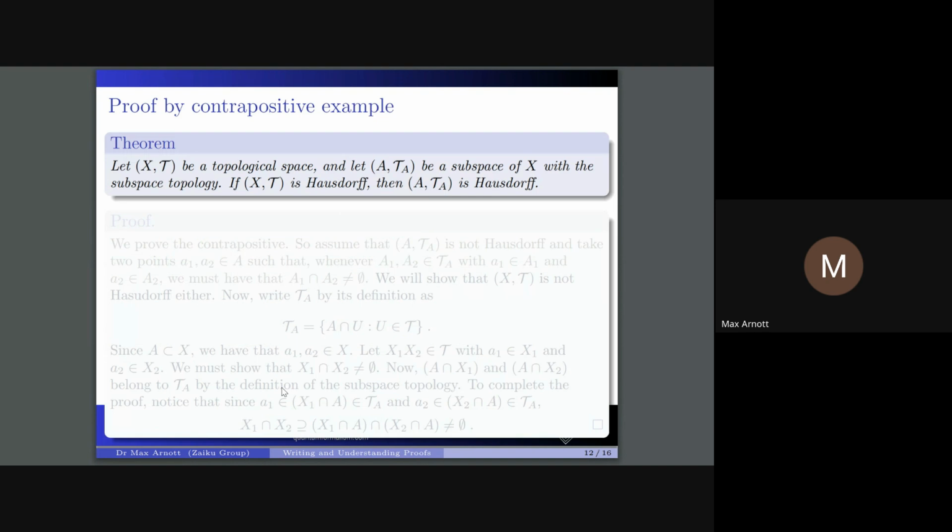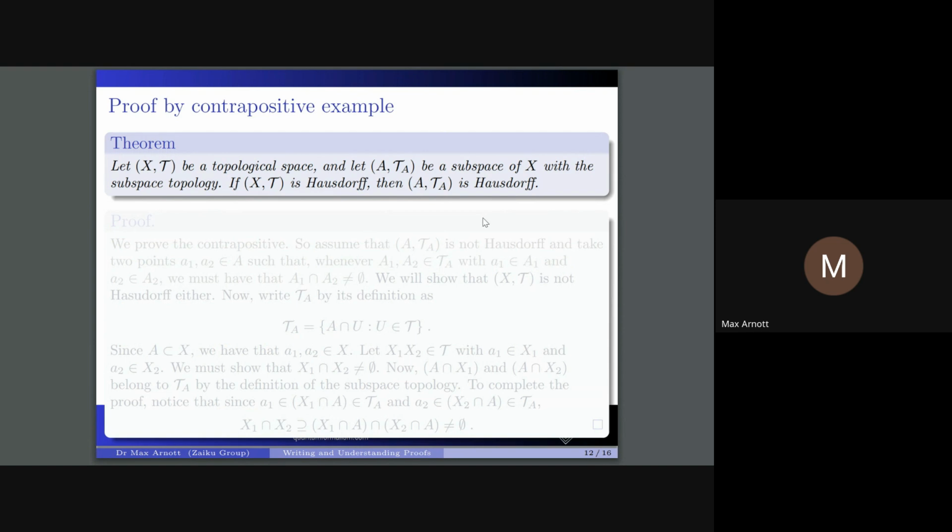And here's another topology example for the contrapositive. This is a more recent thing that you've been going over, which is Hausdorff spaces. It's the subspace topology on Hausdorff spaces and proving that it's also Hausdorff. So the statement is: let (X, T) be a topological space, let (A, T_A) be a topological subspace of X with the subspace topology. If (X, T) is Hausdorff, then (A, T_A) is also Hausdorff.